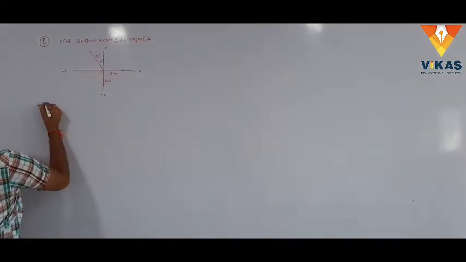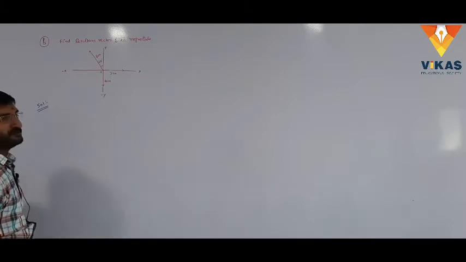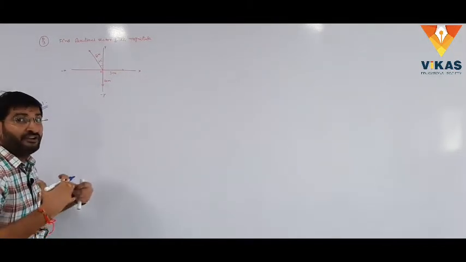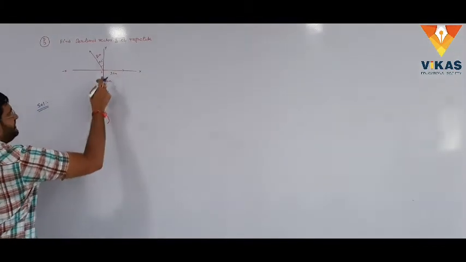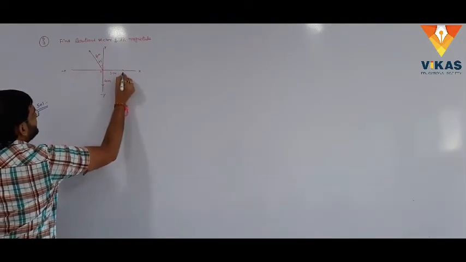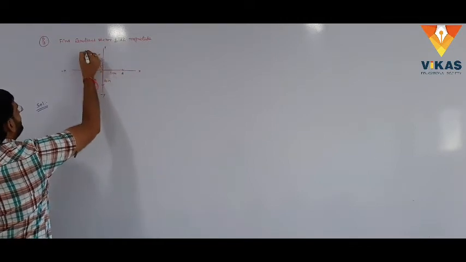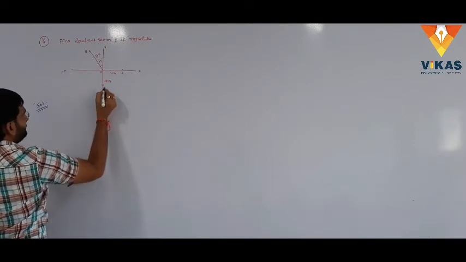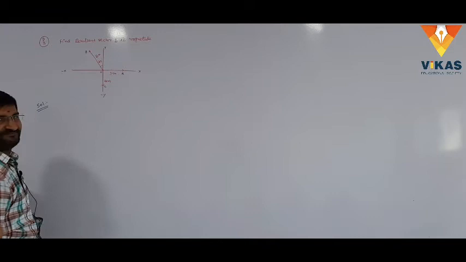How to solve this problem? I will solve the problem individually. First, this is the diagram. This is represented with A. This is represented with B. This one is represented with C.